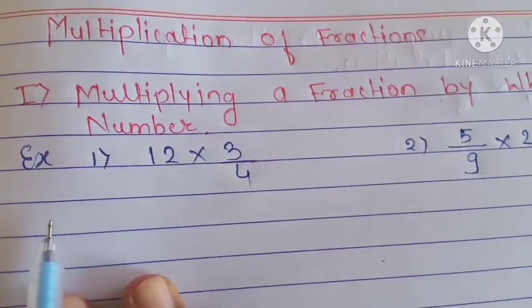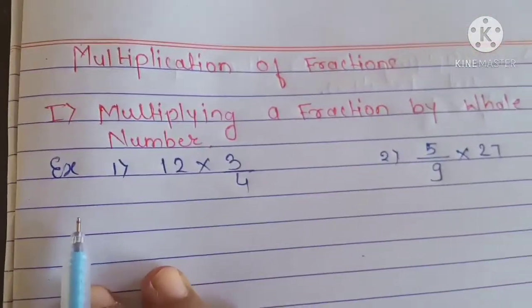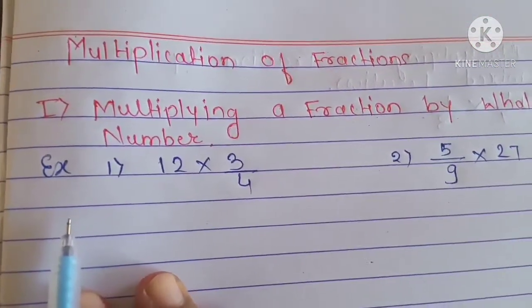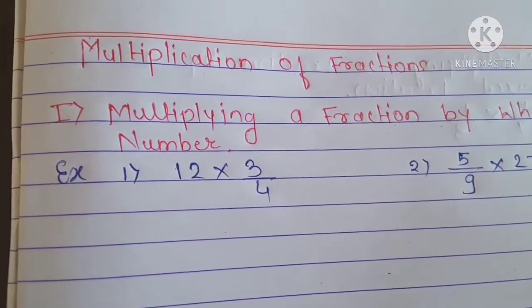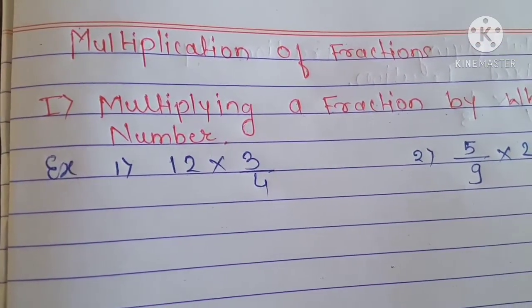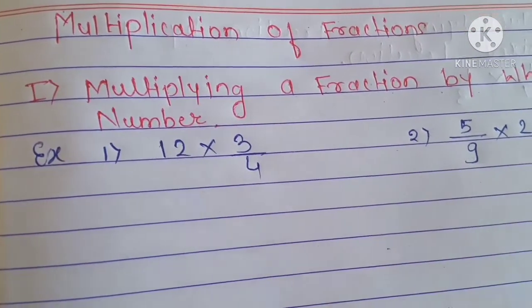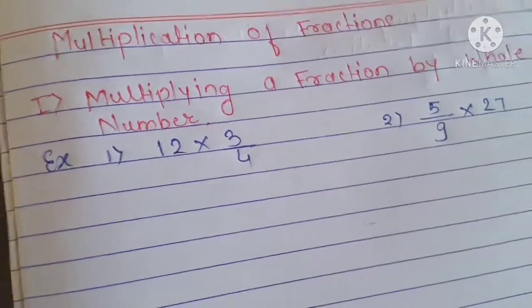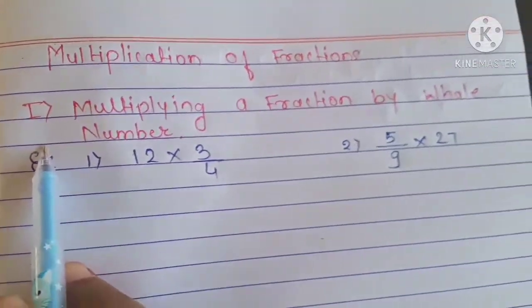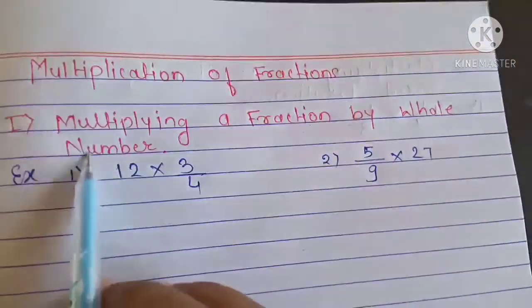There are mainly three types. The first one is multiplying a fraction by a whole number. The second one is multiplying a fraction by another fraction, and the third one is multiplication of a fraction by mixed fractions. Okay, so let us study the first one, that is multiplying a fraction by a whole number.